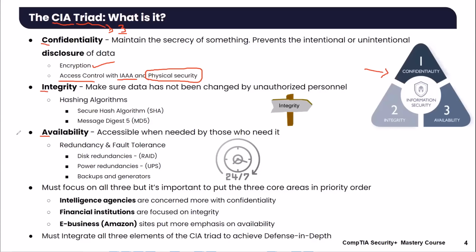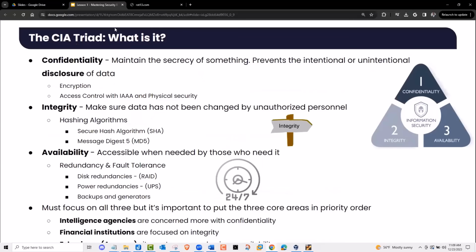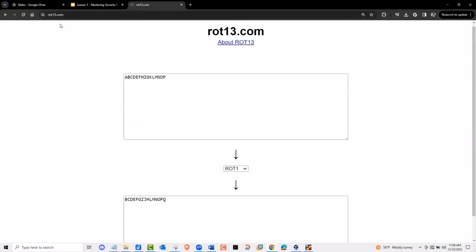So let me show you something here. One of the ways of accomplishing confidentiality: there's a website known as ROT13. Again, I will put this in the resource section. When you go to ROT13, you can literally type things like A, B, C, D, E, F, G, and then you can use ROT1. Think about ROT1 as the secret, as the key. So right now, I'm just saying ROT1, meaning substitute each letter by 1.